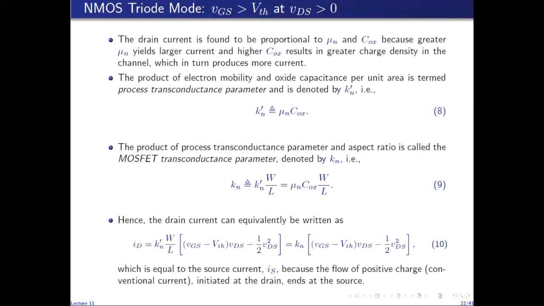And we see that the flow of electrons that is initiated from the source terminates at the drain, or in other words, the flow of positive charge which is initiated at the drain ends at the source. The drain current is always equal to the source current, which is denoted by I subscript N. So for a MOSFET, the drain current will be equal to the source current, and its gate current will be taken to be 0.